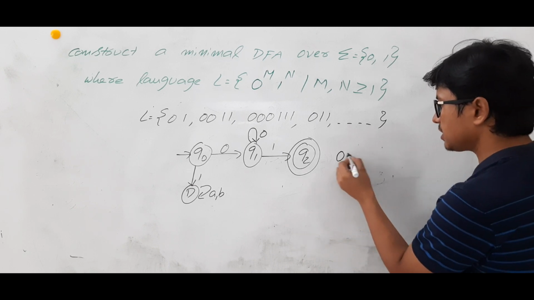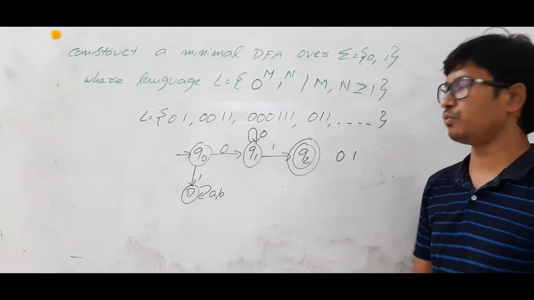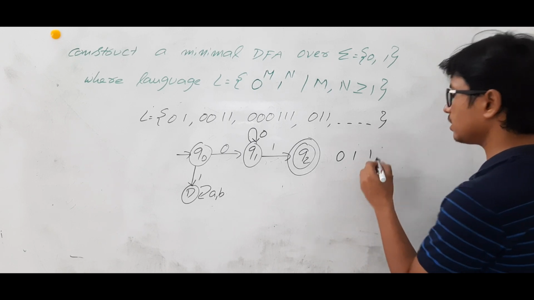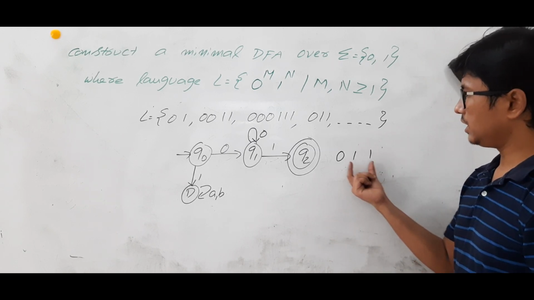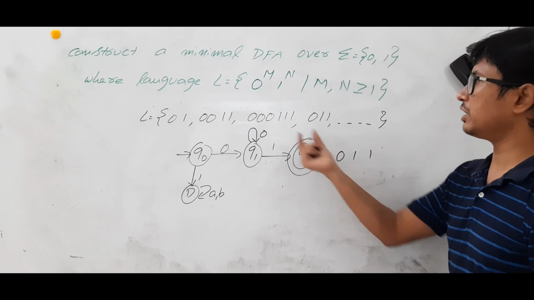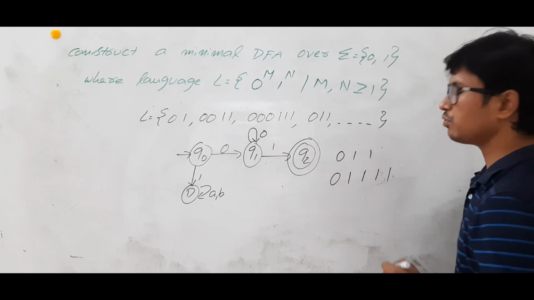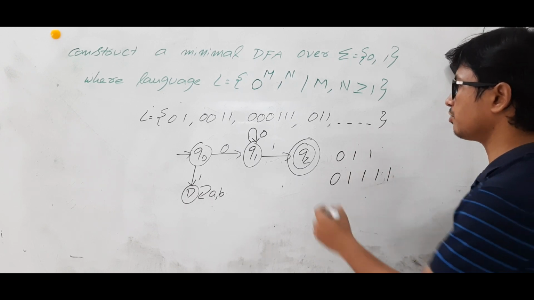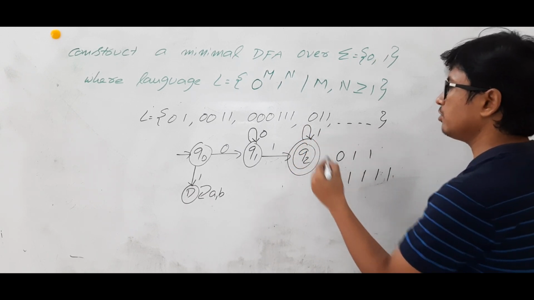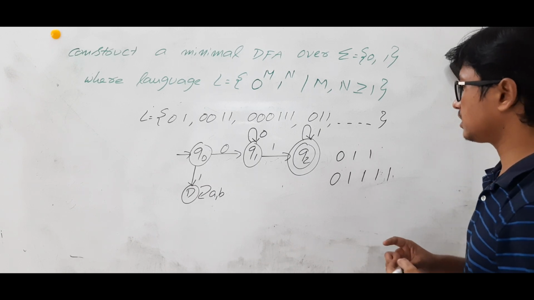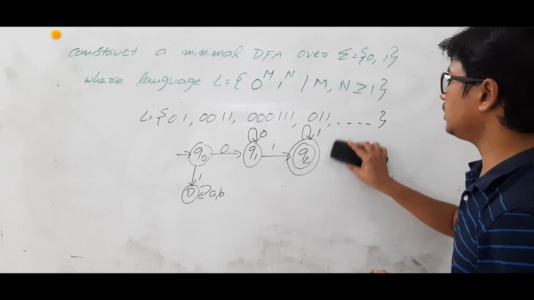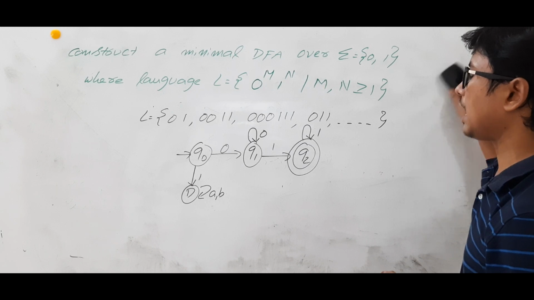By seeing the minimum string is 01. Take the smallest string 01. If you see a 1, what will happen? It is still accepted because 011 belongs to language L. Or you can see more than one 1. Still it belongs to language L. So on 1 it will go to Q2 itself. Is it clear?